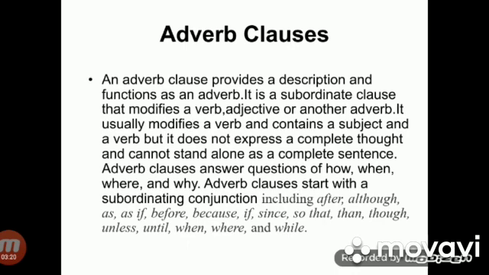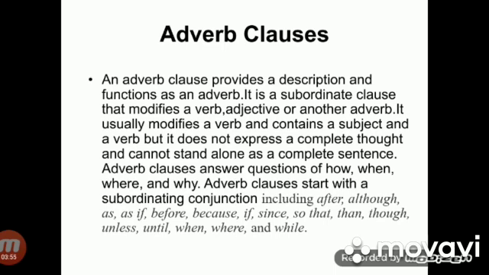Adverb clauses. An adverb clause provides a description and functions as an adverb. It is a subordinate clause that modifies a verb, an adjective, or another adverb. It usually modifies a verb and contains a subject and a verb, but it does not express a complete thought and cannot stand alone as a complete sentence. Adverb clauses answer questions of how, when, where, and why.